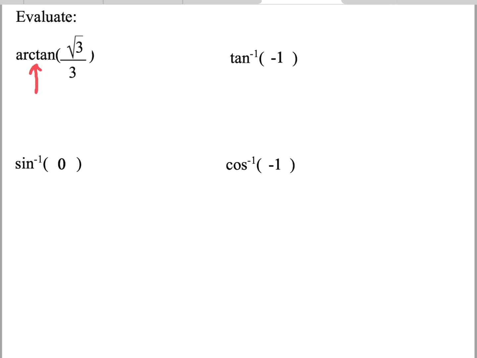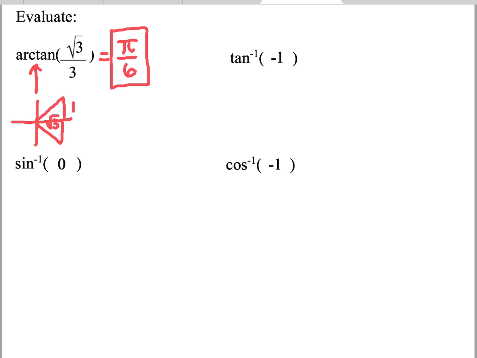What you'll need to remember is where to be looking for your tangent triangles, or if you're using a graph or a unit circle, which quadrant to be looking in or what part of the graph to be looking at. For tangent, I'm looking here and here. If I'm getting root 3 over 3, that's a 1 over the square root of 3. I'm thinking that must be a 30, 60, 90, specifically a 30-degree angle. And I chose quadrant 1 because that's where I would get a positive tangent.